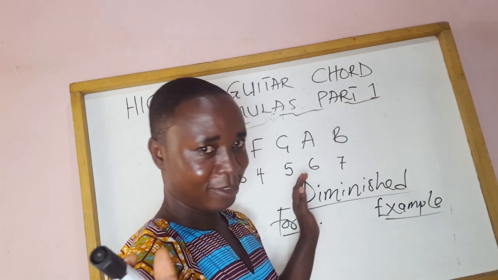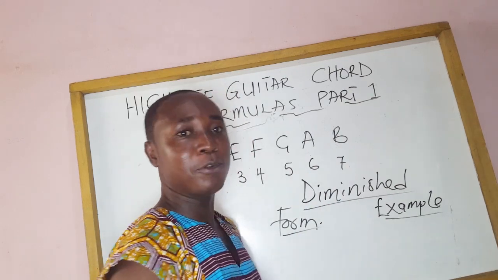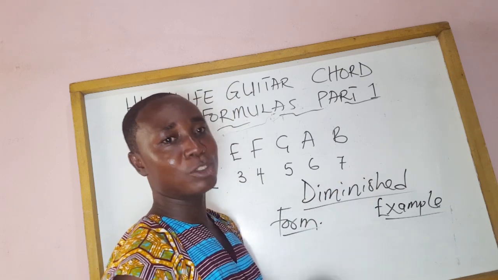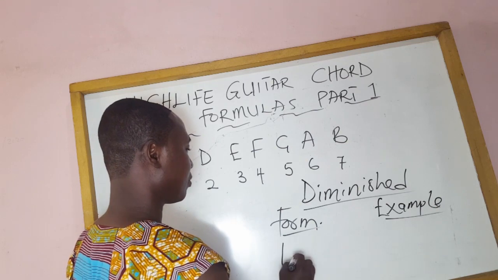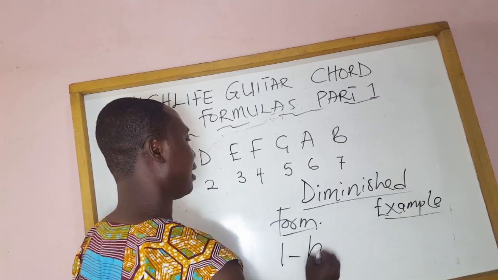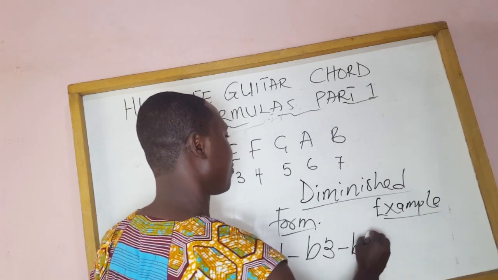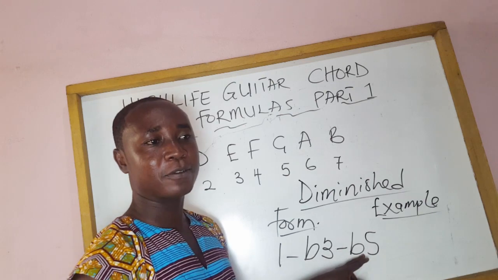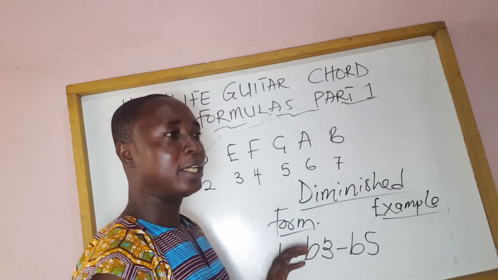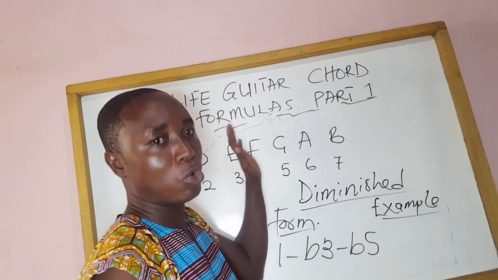Diminished chord formula: 1, flat 3, and then flat 5 gives diminished. 1 flat 3 flat 5 will give you a diminished chord. So you can say C diminished or any diminished chord.